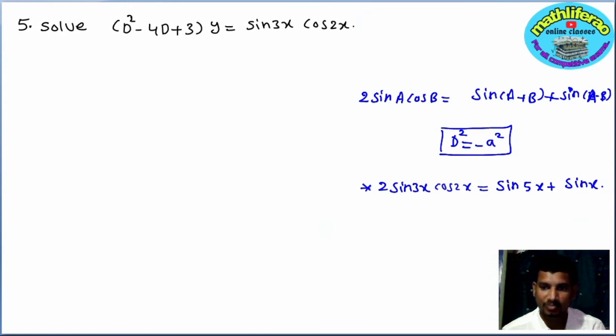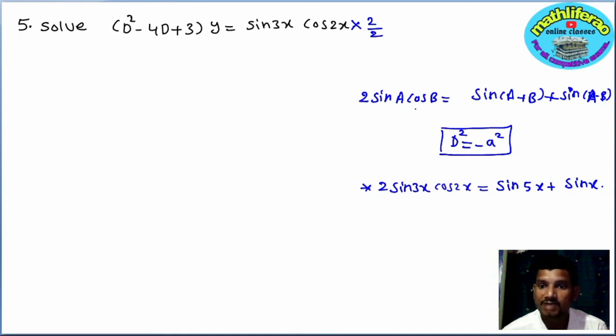Next, try this question. This is one of the lengthiest questions, but try it. Okay. So, solve the equation D square minus 4D plus 3 into y equal to sin 3x into cos 2x. We should not apply the formula directly to a product, because we need sin ax or cos ax. So we have no problem with a sum in the middle. So let us multiply and divide the right hand side Q of x by 2.